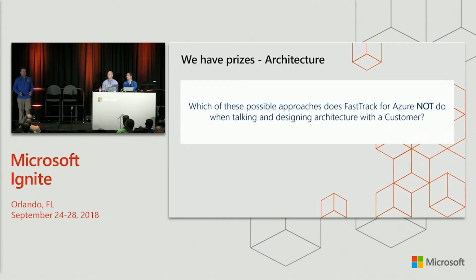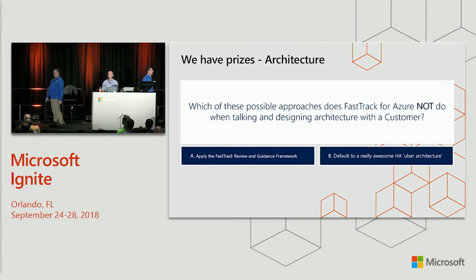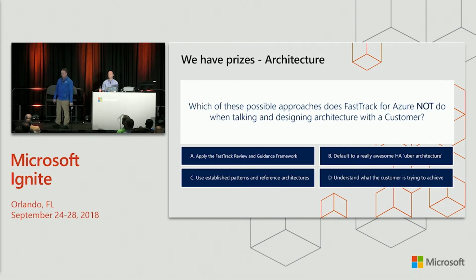Okay, so pop quiz. We've got some prizes. First one is a nice, simple one to get you into my English narrative of using a lot of double negatives all the time. But which of these possible approaches does FastTrack for Azure not do when we talk design architecture with a customer? And we'll give you the 4. So do we not apply the FastTrack and guidance framework? Do we not default to a really awesome HA Uber architecture? Do we not use patterns and practices and reference architectures? Or do we not understand what the customer's trying to achieve?